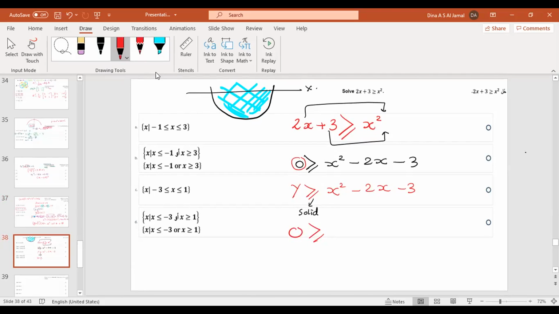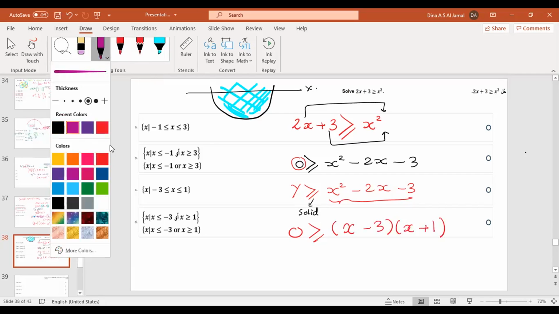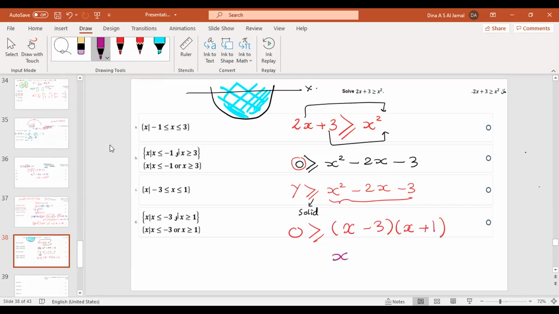So if I would like here to analyze these and factorize them, I will be having x minus 3, x plus 1. So this will be giving me roots of x equal to 3 and x equal to minus 1. That means let's put them here, 3 and minus 1. So how can I do the inequality now? I want my solution between both of them.